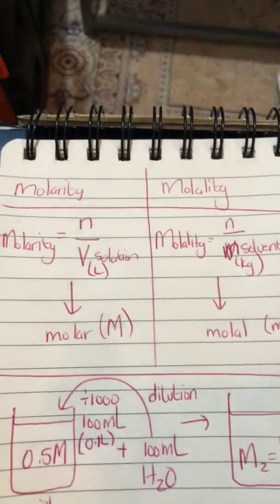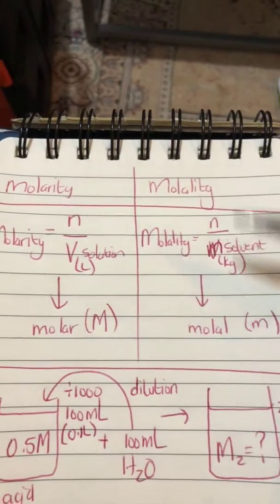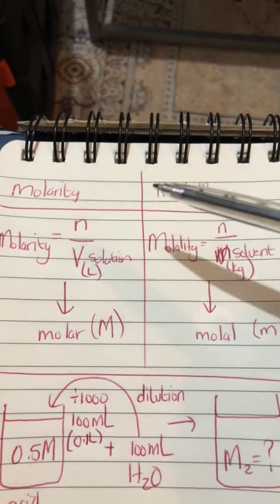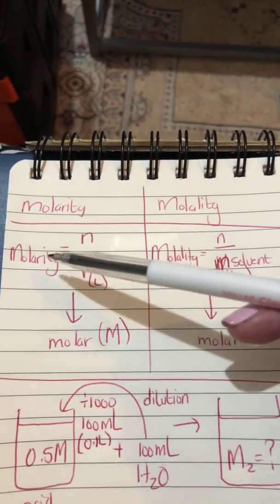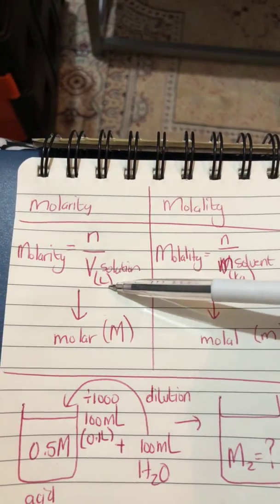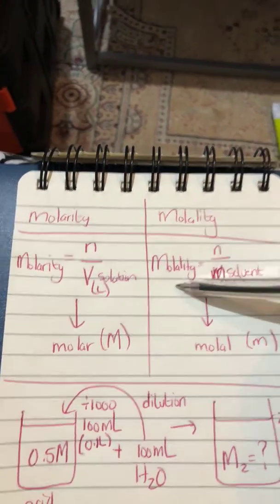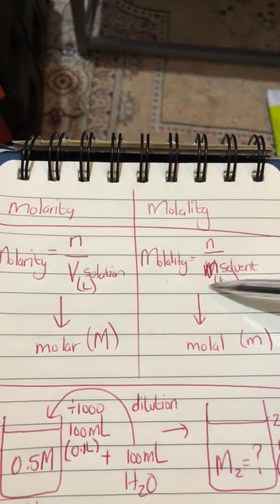Right, the difference between molarity and molality is a very small difference. They both measure the concentration. But for molarity, you look at the volume of the solution and it must be in liters. If it's not in liters, you need to convert. If you calculate molality, then you need to look at the mass of the solvent.